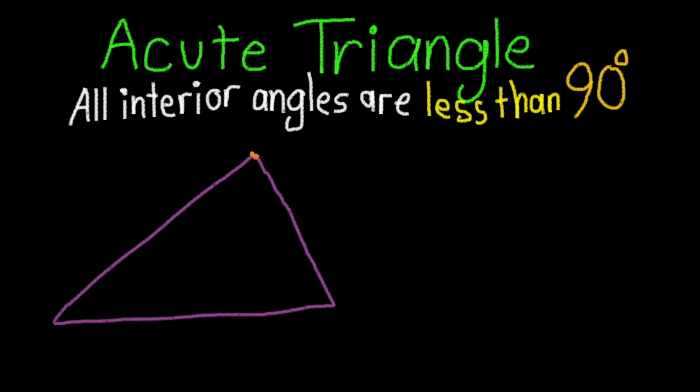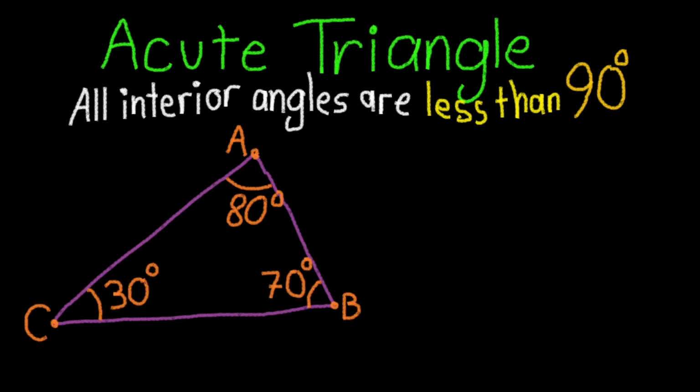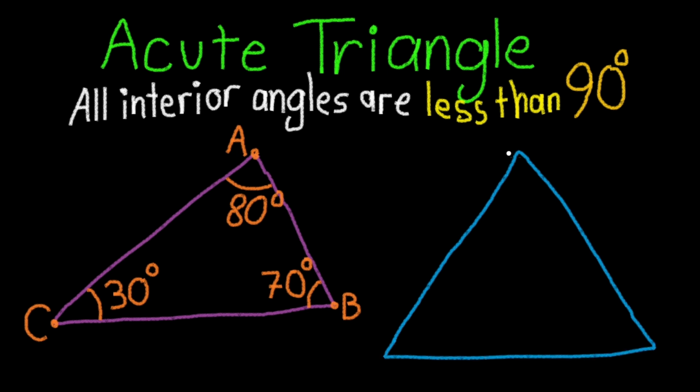The triangle ABC has interior angles that measure 80 degrees, 70 degrees, and 30 degrees. None of its angles are equal to or more than 90 degrees. So ABC is an acute triangle. Another example is the triangle DEF, which you see on the right.